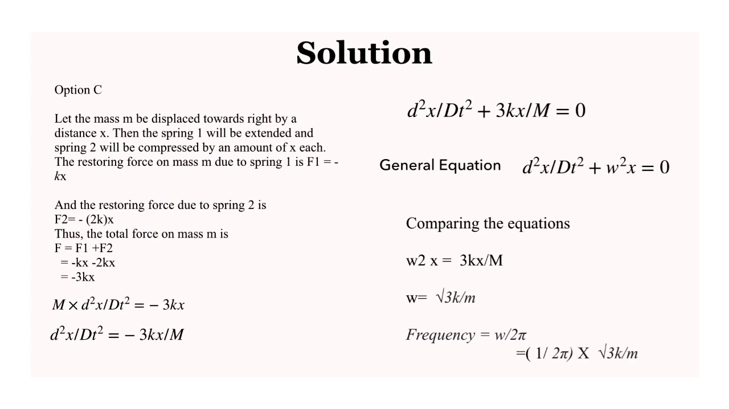We also know that force is equal to mass into acceleration. If we expand acceleration, we get force is equal to mass into d square x by dt square, which is equal to minus 3kx. So rearranging this equation, what we get is d square x by dt square plus 3kx by m is equal to 0. This equation is very similar to d square x by dt square plus omega square x equals 0. So comparing these two equations, we get omega is equal to root 3k by m. As we all know, frequency is 1 by 2 pi times omega, which gives us the answer 1 by 2 pi times root 3k by m, that is option C.